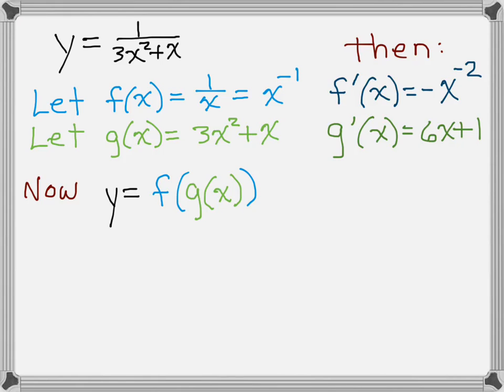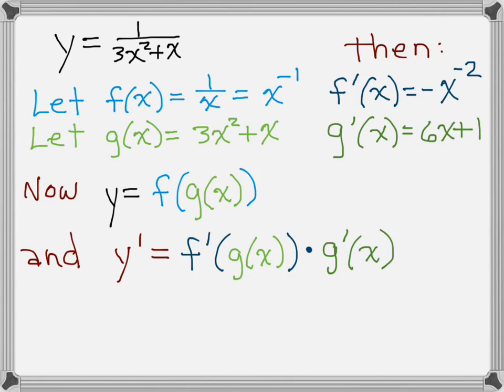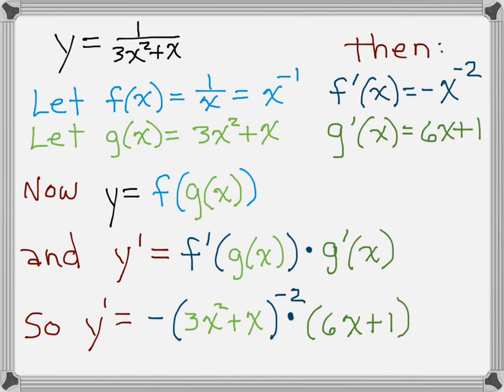So when we look at the composed function f of g of x, our derivative is going to be f prime with respect to g. So g isn't changing. That whole entire g function is going to be in place of x in f prime. And then we multiply it by the derivative of g. So y prime is going to be the derivative of f with g untouched in the middle, times the derivative of g.